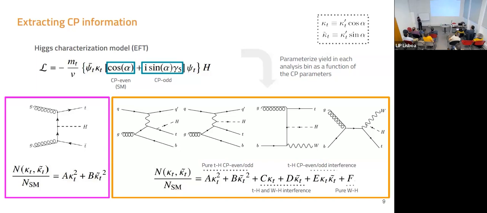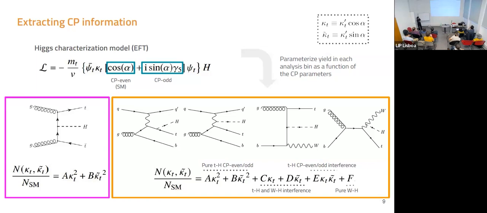But for TH, which you see on the right, it is a more complicated expression. You see that the CP even and CP odd interference cannot be neglected, at least not at next-to-leading order. And then we also have the interference between the diagrams in which the Higgs boson comes from the top quark and the diagrams in which it comes from the W boson. And so these are these two terms here.